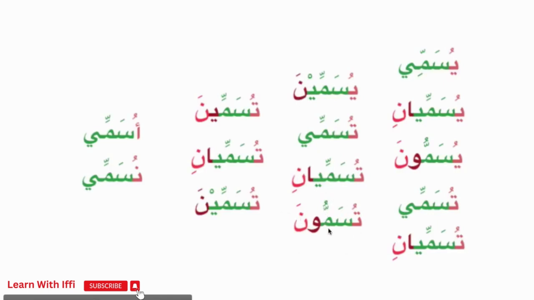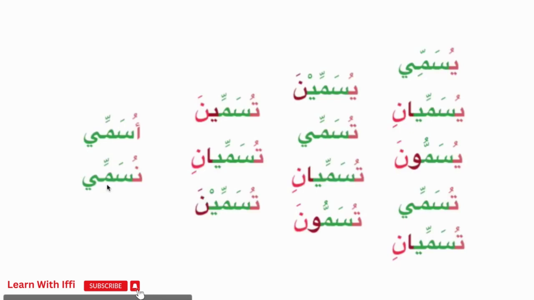Because kasra and waw are not compatible, that's why we have dhamma: tusammuna, tusammina, tusammiyani, and tusammina. So here the difference we should know is between tusammuna and tusammina. Here the ya is the fa'il, anti, and the noon is a sign of marfu. Here the noon is the sign of fa'il and it is mabni. So we need to remember this.